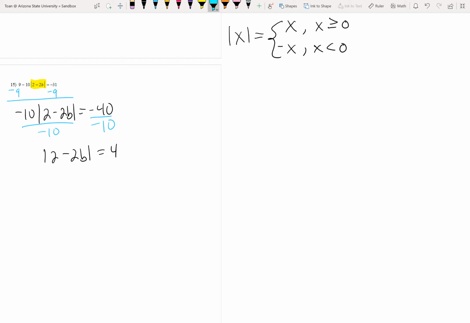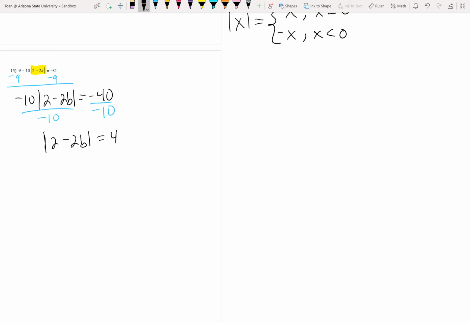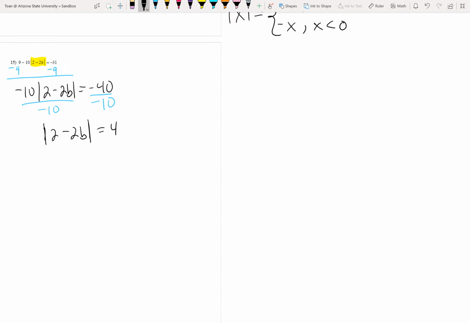How does that help us? Which variation of the definition do we use? Well, in our equation here, since what's inside of the absolute value contains a variable, and we don't know what that variable is, we can't definitively say if it's positive or negative. So as mathematicians, we sort of have to hedge our bets. We have to consider both cases.